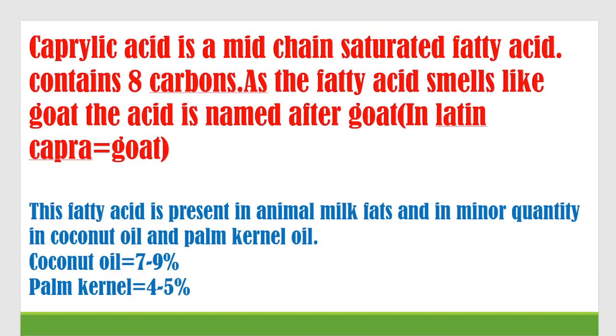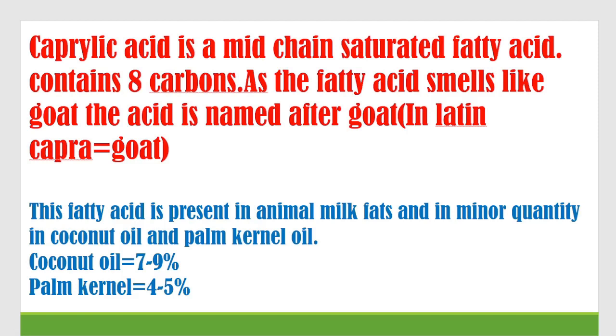Caprylic acid, or octanoic acid, is a mid-chain saturated fatty acid. This fatty acid contains 8 carbons, and as the fatty acid smells like goat, the acid is named after goat. In Latin, capra means goat.